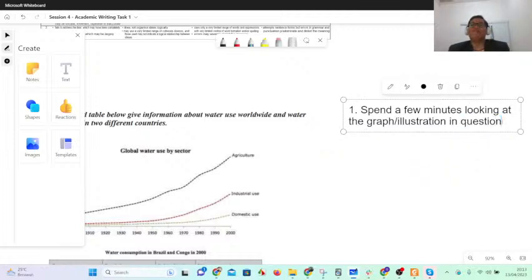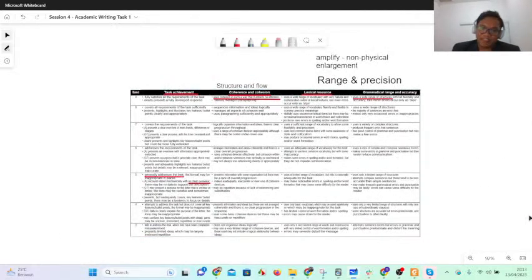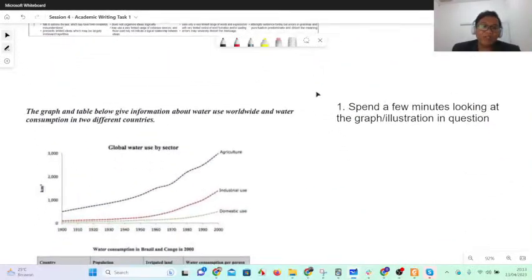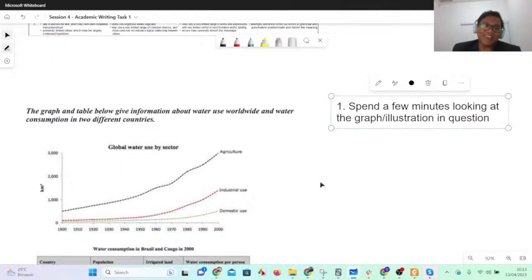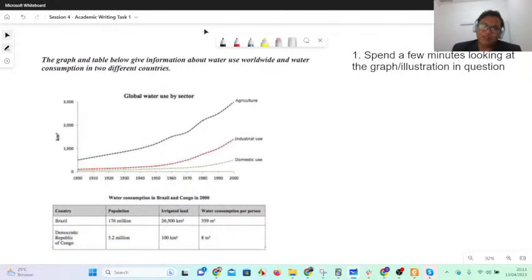Okay, so one of the biggest mistakes that any test taker of IELTS makes when doing academic writing task one is you immediately try to write the answer, right? You don't have a good look at the graph first. That's a big mistake. Remember, one of the criteria is task achievement. Did you answer the question? And the only way that you can guarantee that is if you actually understand what you're looking at. So you need to look at the graph first.